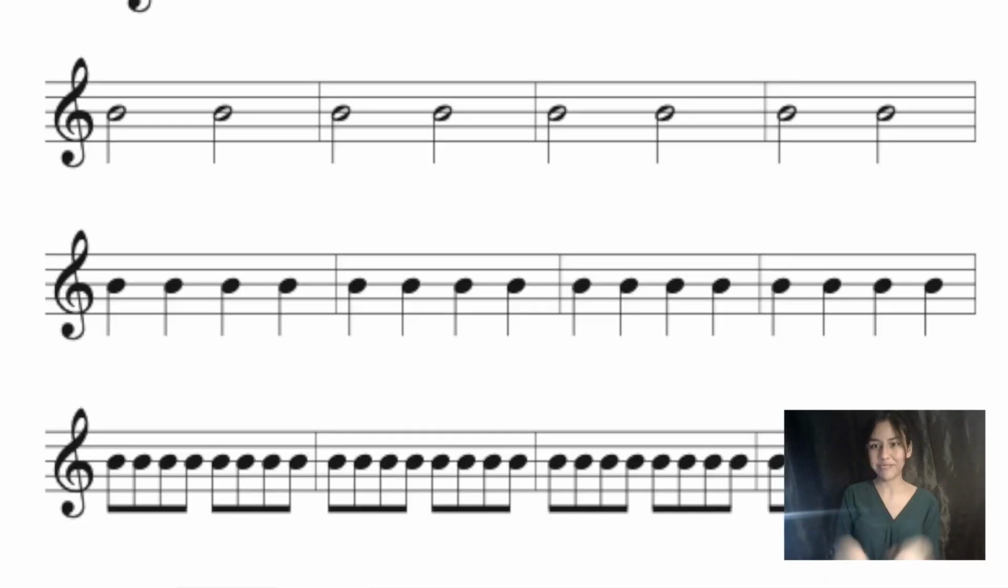So now that we know how to do quarter notes, let's read our third line of music, which is made up of quarter notes. Are you ready? Here we go. 1, 2, ready, go. 1, 2, 3, 4. 1, 2, 3, 4. 1, 2, 3, 4, and 1, 2, 3, 4. Awesome. Were you able to keep up?